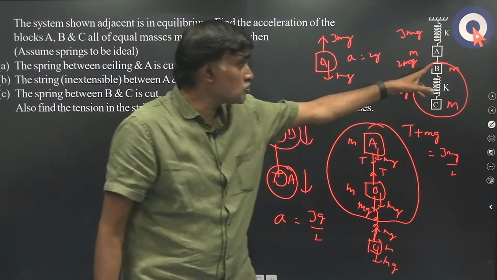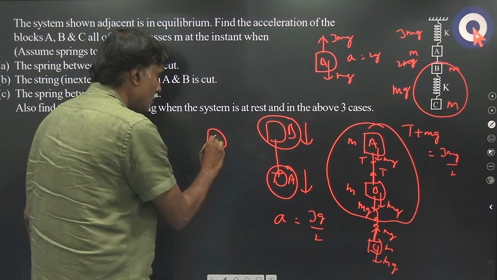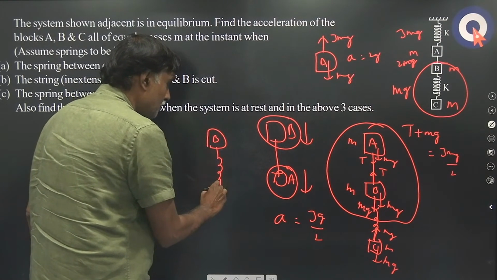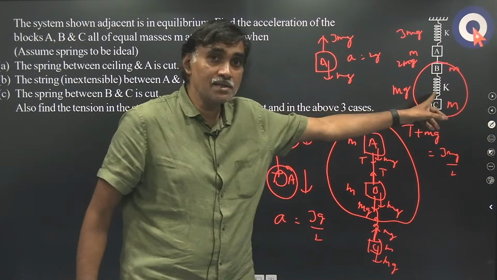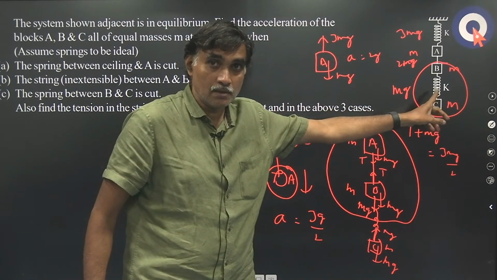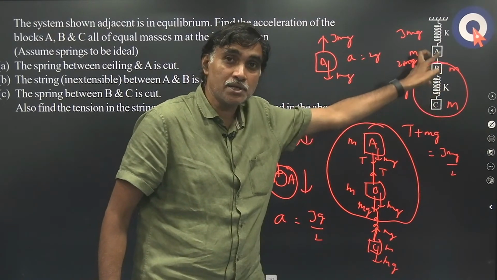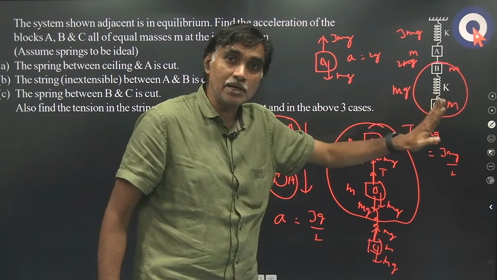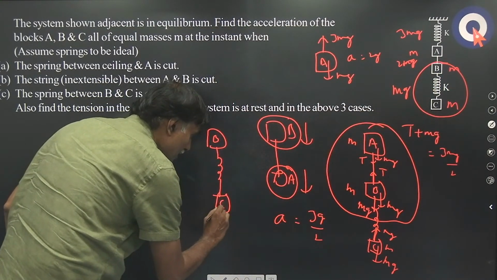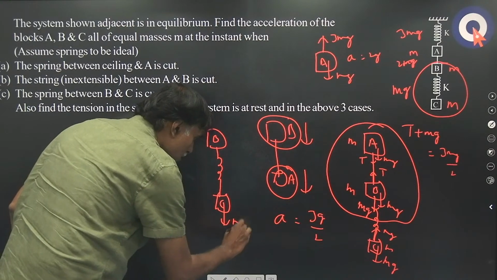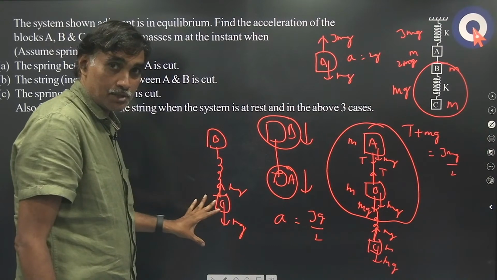Now if I consider these two blocks, block B and this spring and block C. What is the tension in this spring? It is mg initially. Even if you cut this string, the tension in this spring does not change immediately, it will be mg only. So what are the forces acting on this block? Mg downwards and mg upwards. So this also has no acceleration at that instant.